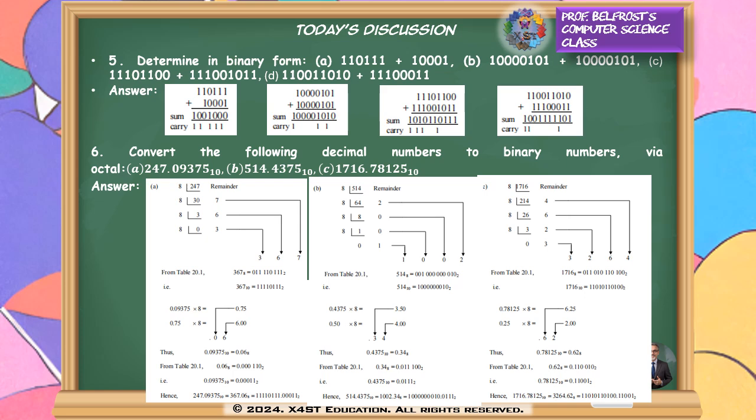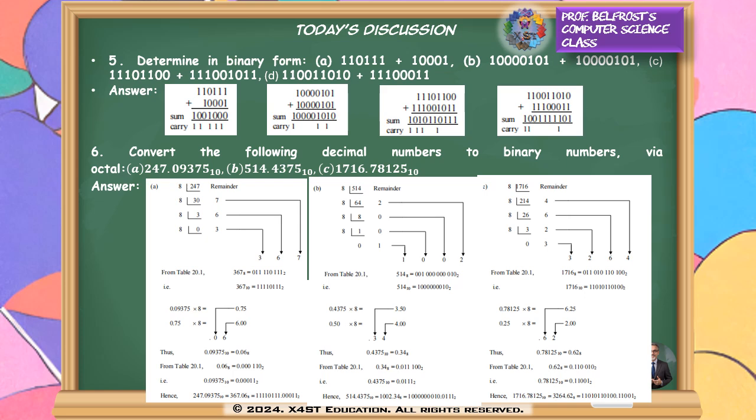Number 6, I think it's not difficult. Convert the following decimal numbers to binary numbers via octal. First we need to convert from decimal to octal, and then octal to binary. It's not very difficult, just a longer step. To convert from decimal to octal, for the integer part, we need to keep dividing by 8. This is the universal way whether you are converting to binary, to octal, or to hexadecimal. You always do it the same way.